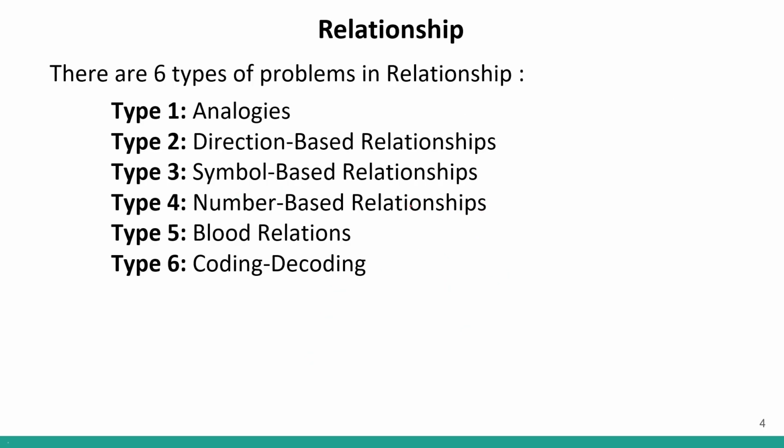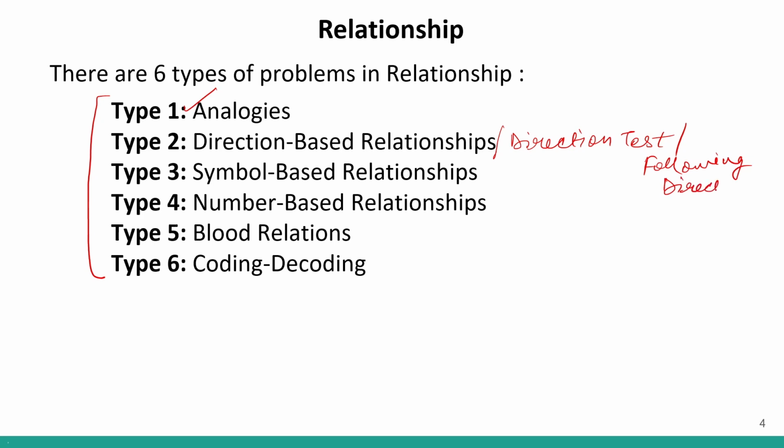In your competitive exam, you can get 6 types of problems from relationship. The first one is analogies. Then we have direction based relationship. This we have already done in detail. We have a separate chapter for analogy. Then direction based relationships can also be called direction test, or following directions. So we have a separate chapter altogether on this topic.